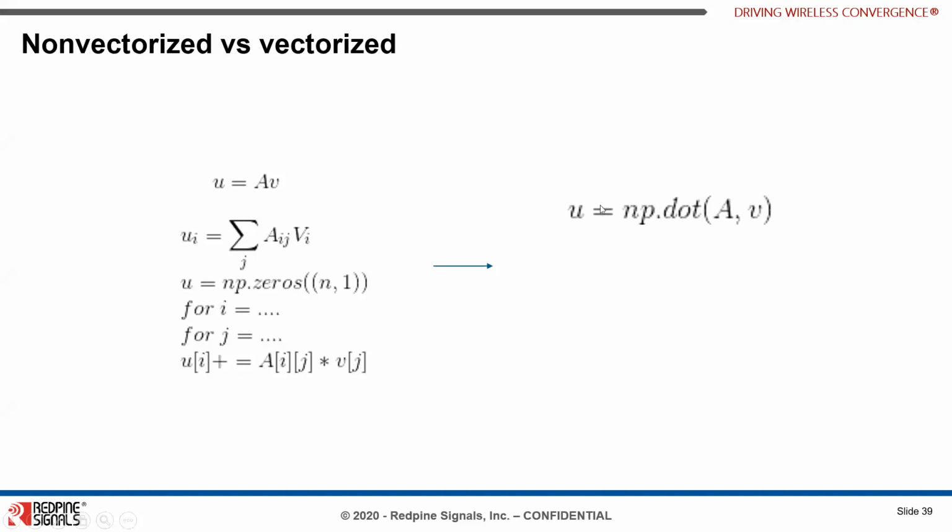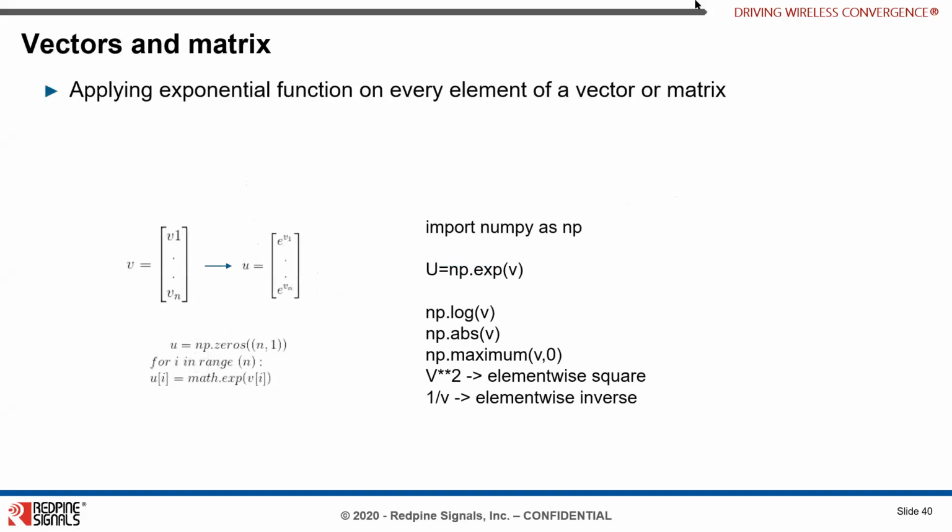Similarly, you can have a vectorized version in this way, np dot dot of A comma v. A is a matrix here, where we can apply it not only to the vector but also to the matrix implementation. This is also possible. Okay, so vectors and matrices, we can also apply the exponential function to. So we are applying the exponential function on every element of a vector or matrix.